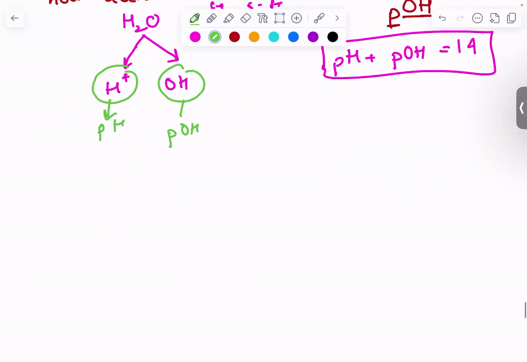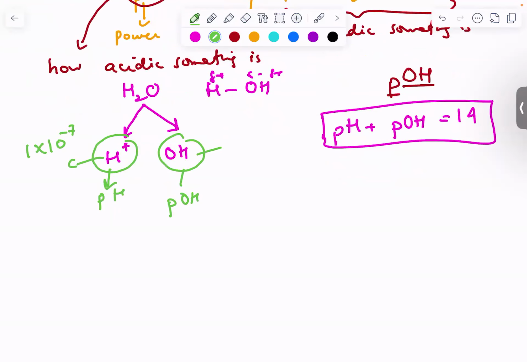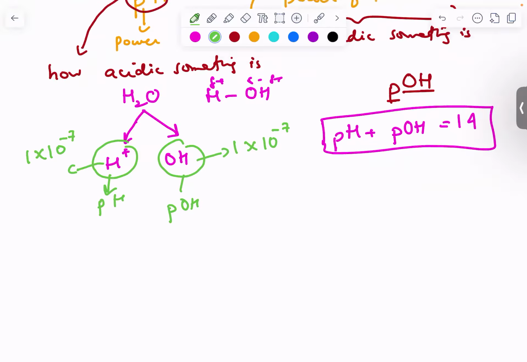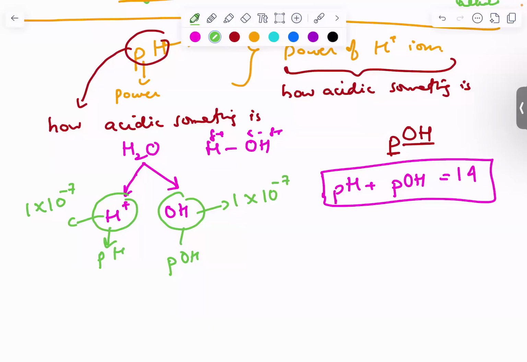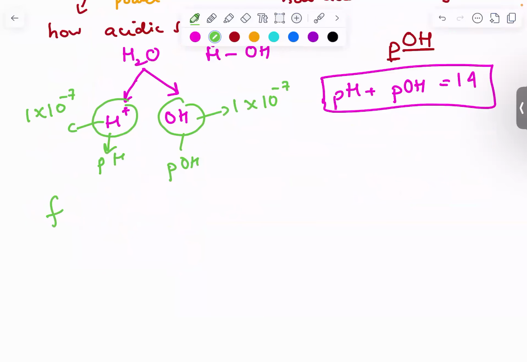Now we say that in neutral water, the hydrogen ions are 1 into 10 raised to the power minus 7. And in neutral water, the hydroxyl ions are also 1 into 10 raised to the power minus 7. We are doing the question as well. It is going to come anyway when we go further along. Now, are you getting what I told you? All right, good. Now comes the formula.